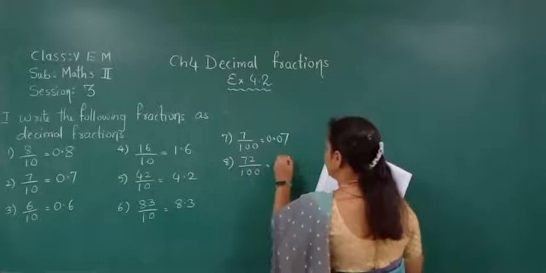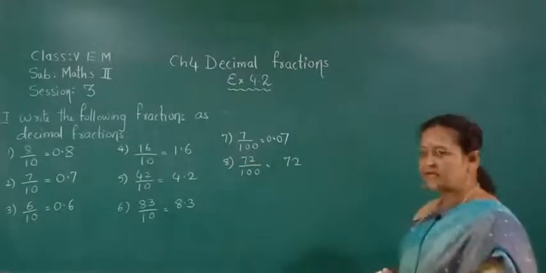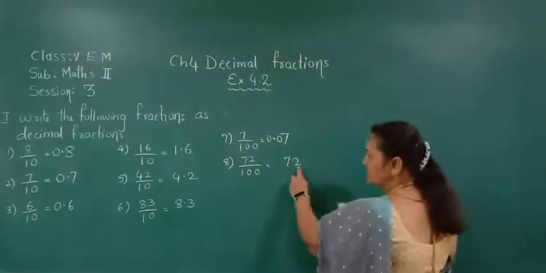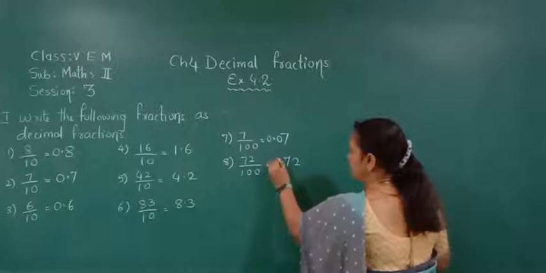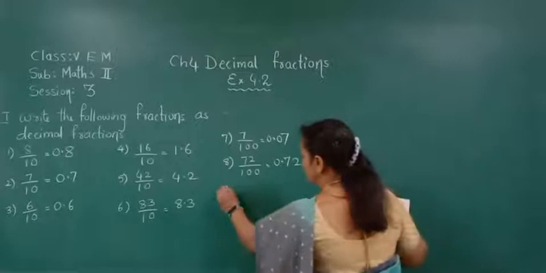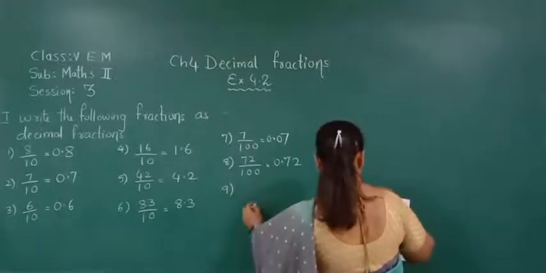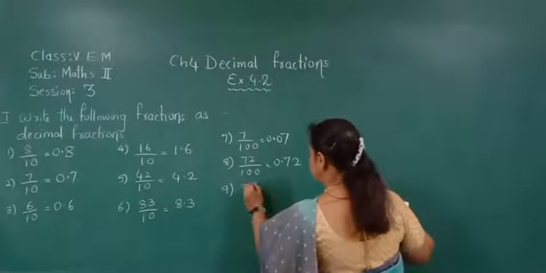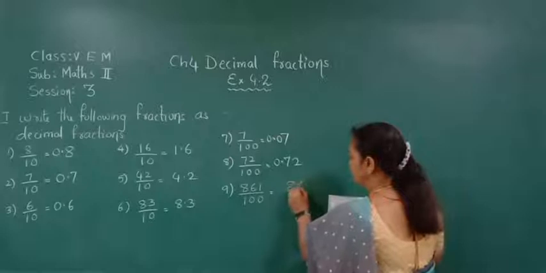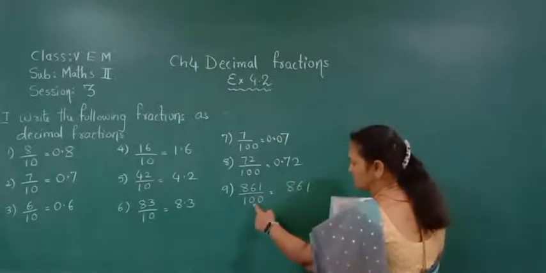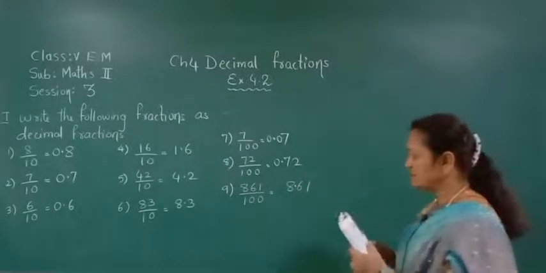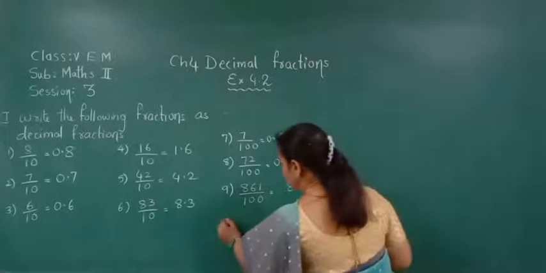Then eighth question, it is 72 by 100. So first write 72, then here we have 2 zeros, count 2 digits, 1 digit, 2 digits and then put the decimal point and add 0. So it is 0.72. Then ninth question is 861 by 100. So here write 861, count 2 zeros. So here 2 digits, then put the decimal point. So it is 8.61.